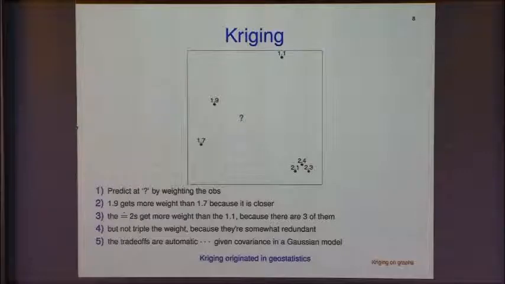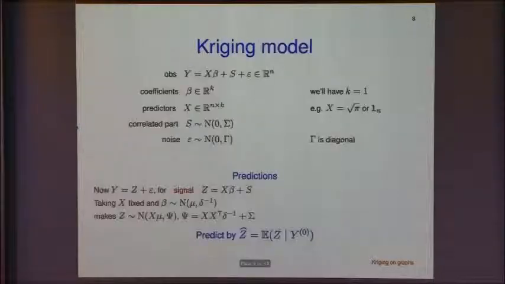So what should actually be your weight? Well, if you can postulate a covariance matrix amongst all the knowns and the unknown, then you can just predict by conditional expectation. So here's our Kriging model. The observation at a vertex, or this is a vector of all observations, is a linear model. We'll use pretty trivial linear models, plus IID noise, plus some spatially correlated signal.